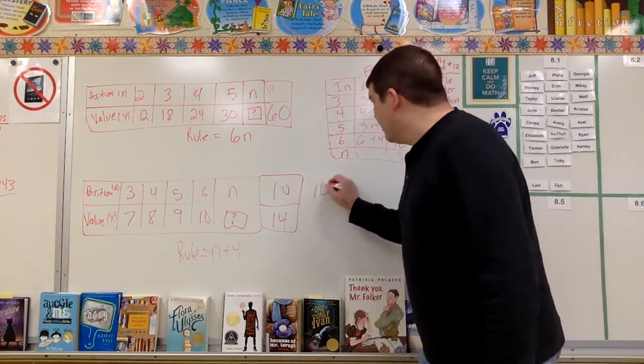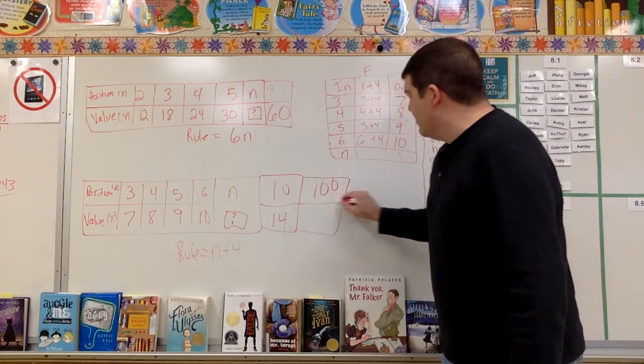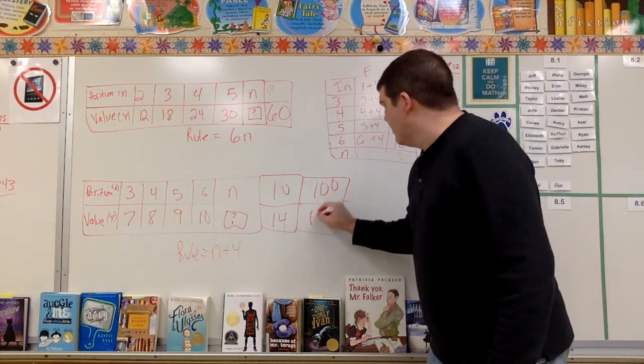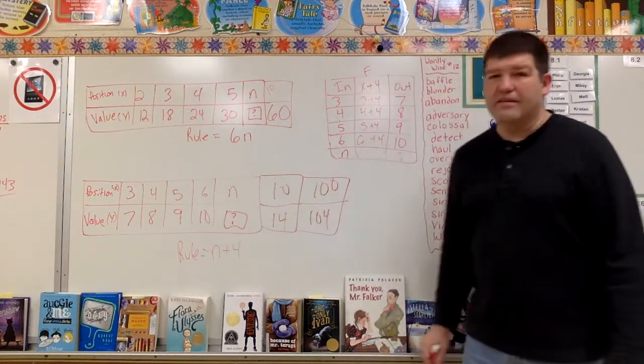I could put 100 in here. I don't even need to go in order here. 100, I put that in. 100 plus 4 is 104. In this sequence, that's what I'm going to get.